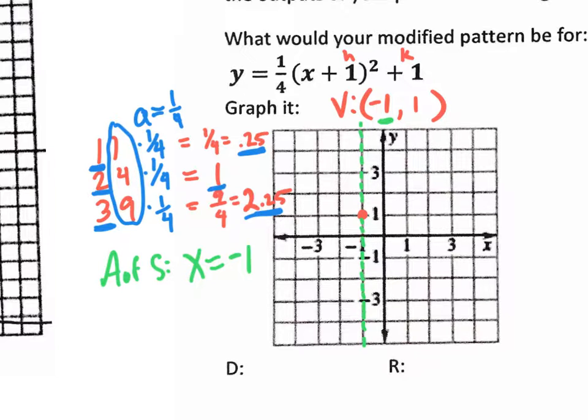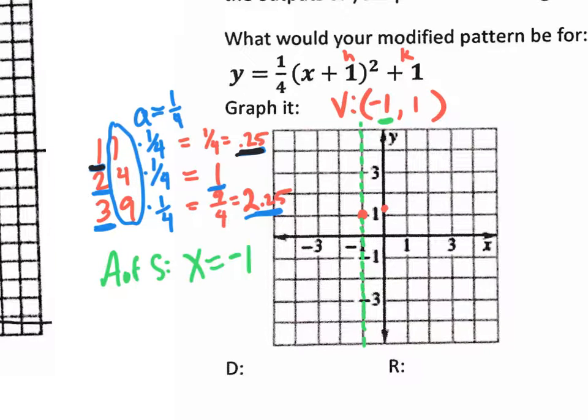Again, the new pattern is 1 to the side, 0.25 up. Now, why up? Because the a value is positive. So 1 to the side, 0.25, a quarter of the way up. It's not even halfway up. It's half of the half. It's right here. So it's going to be interesting drawing that.